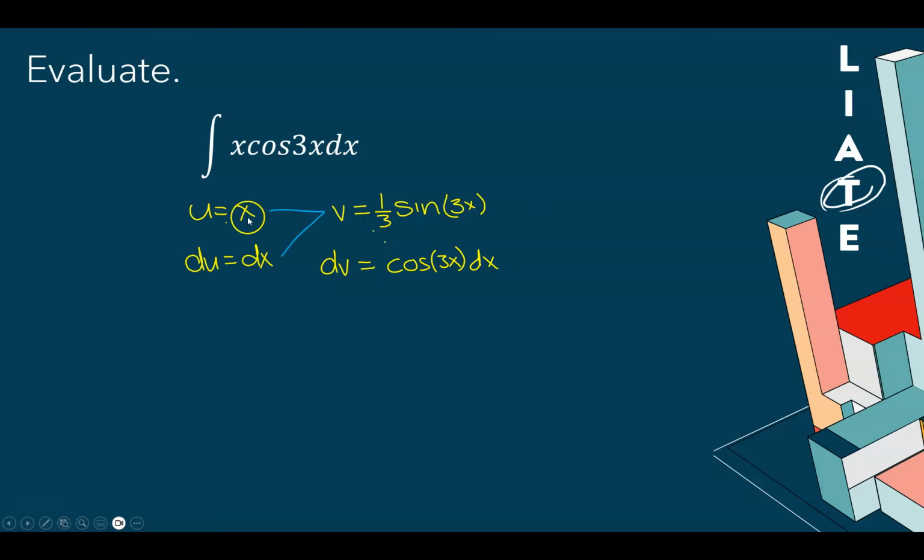So we put in our 7, and our first bit is x times 1/3 sine of 3x, minus the integral of 1/3 sine of 3x dx. I like to put that 1/3 out front.